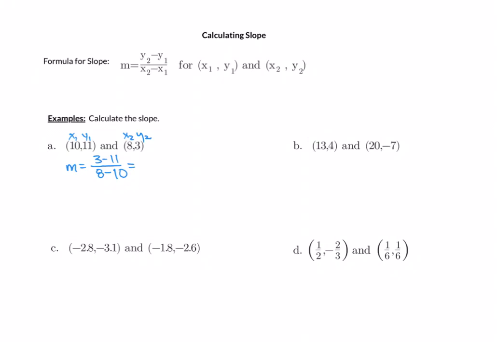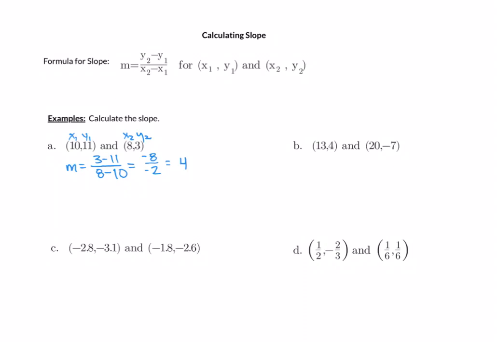If we simplify, we get 3 minus 11 is negative 8. 8 minus 10 is negative 2. If you simplify the fraction, you get 4. Since we're not graphing, we can go ahead and leave it as a whole number.